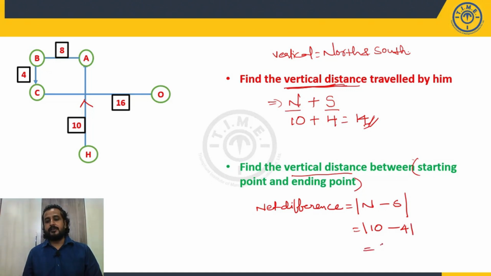What is the net difference? 6 meters. So this is how we are going to find out the values. To find the vertical distance, we need to take the net difference between the north direction and the south direction.